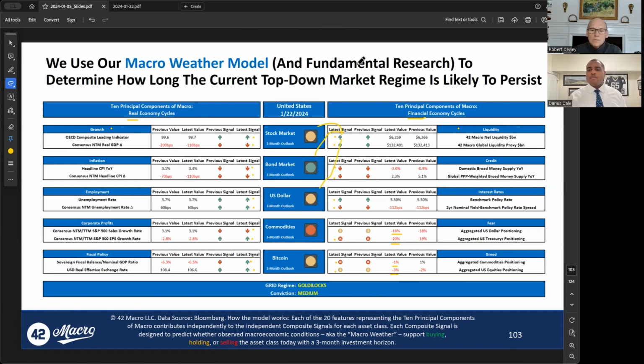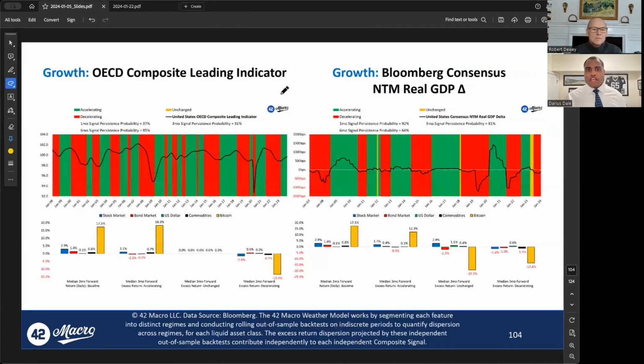And so what do I mean by contributes independently? Well, let's look at a specific example to understand how the tool actually functions. So we'll unpack the growth component. These are the two component features that we use to identify where the current growth is, and where it's likely headed over the next 12 months.